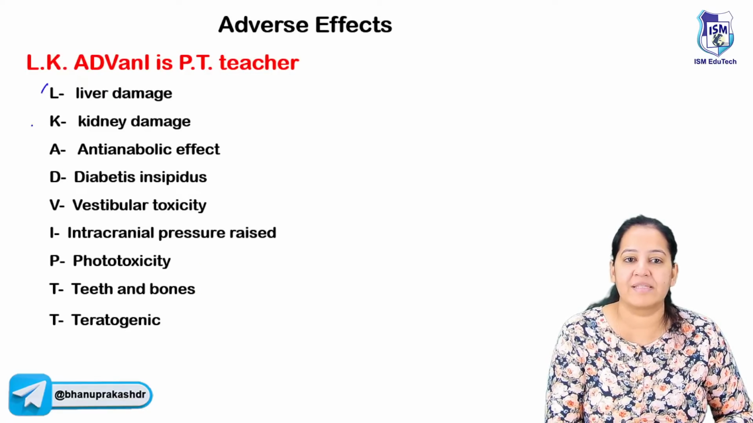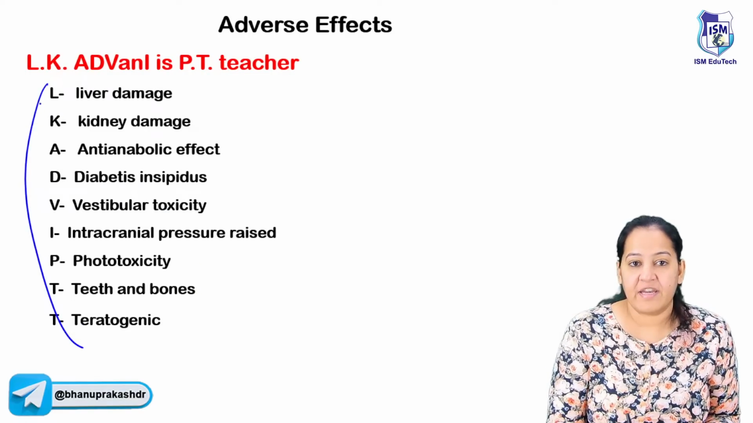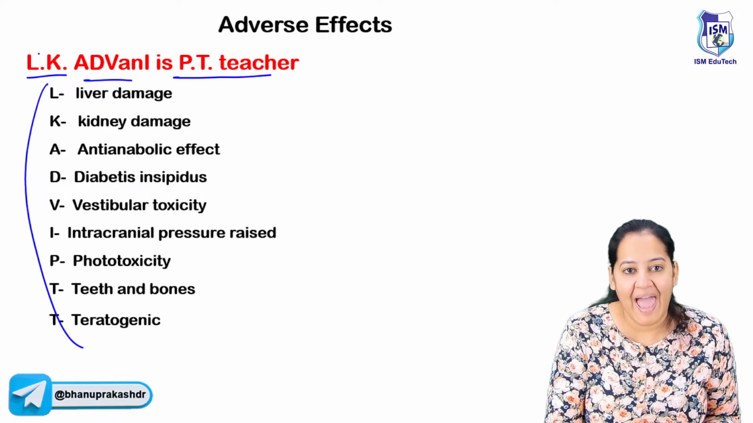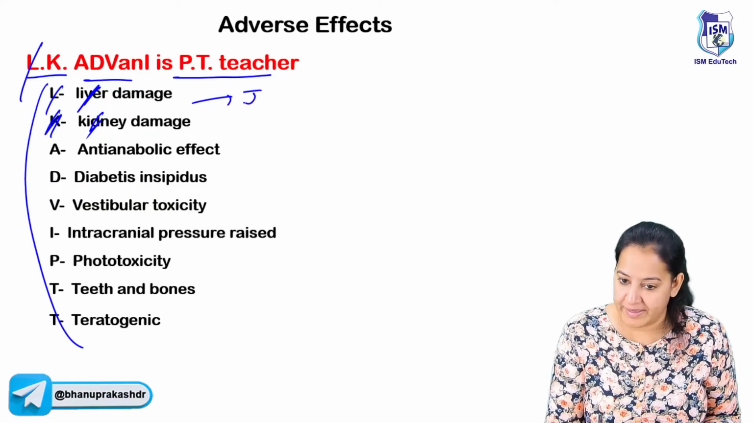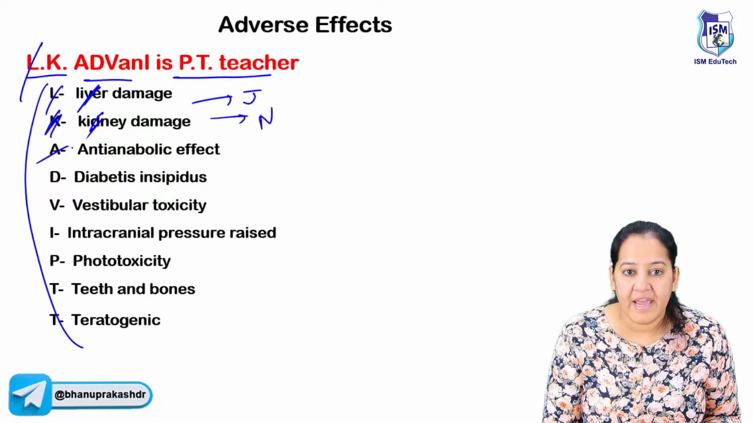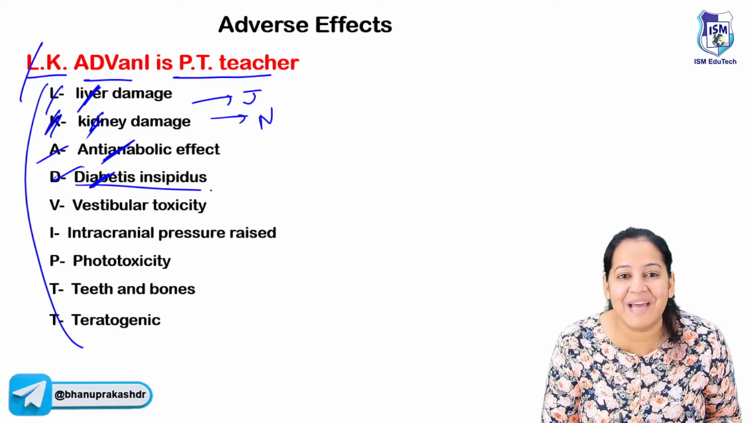Adverse effect, the mnemonic is in front of you. The adverse effect mnemonic is L K Advi. L stands for liver damage, K stands for kidney damage. Liver damage, the patient has jaundice. Kidney damage, the patient has nephritic syndrome. A is anti-anabolic effect. D is diabetes, not diabetes mellitus, it's diabetes insipidus.